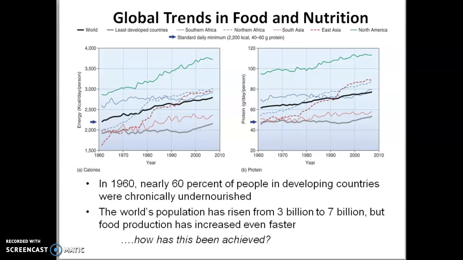And again, significantly look at East Asia. This is where the most rapid population growth has gone on since the 1960s. Again, the amount of protein consumed per person there has pretty much doubled since the 1960s.